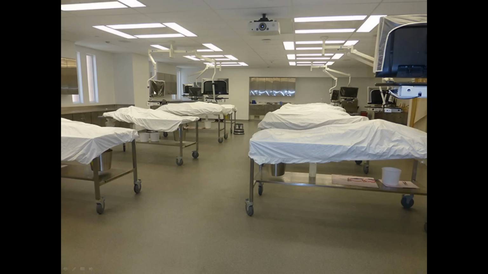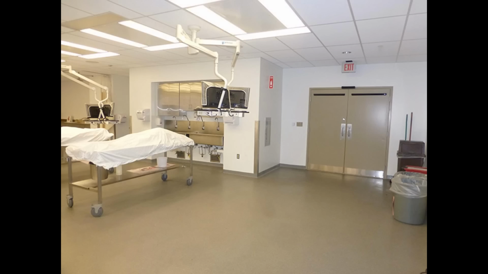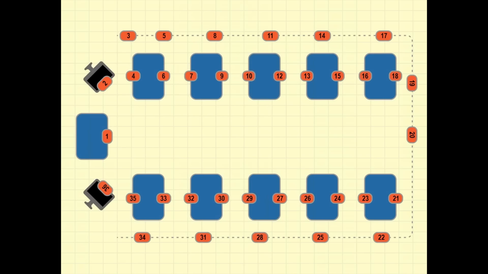We also have in the room a number of computer stations, so each table has a computer on a boom, and we utilize those computers extensively during the practical examination as well in order to quiz the students on their imaging capabilities. So we will put radiographs or CT scans or MRIs on the computers as well.